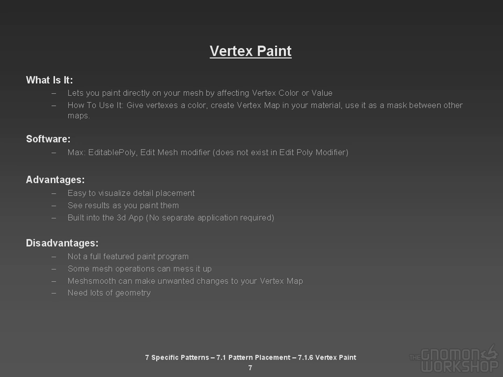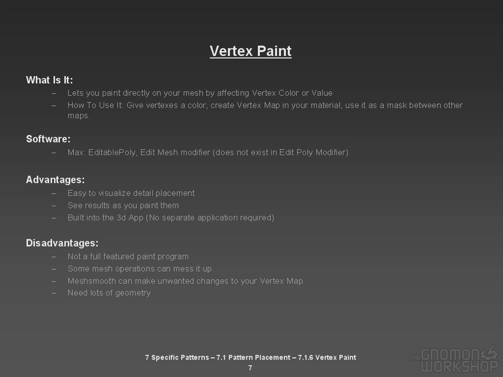Now, the big advantage of using this is, first of all, it's easy to visualize your detail placement. You can see the results as you paint them, which are both similar to 3D Paint. Also, Vertex Paint is built into your 3D app, so you don't have to own or learn a separate application. However, it does have some disadvantages. First of all, if 3D Paint isn't a full-featured paint program, Vertex Paint really isn't. It's usually very, very simple.